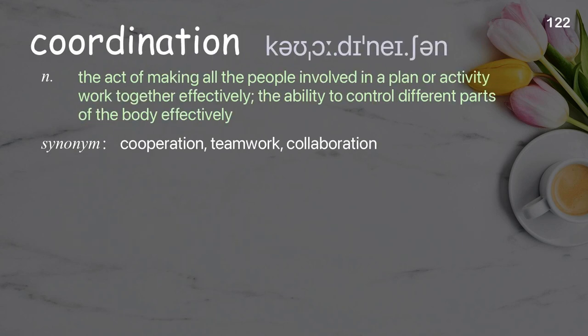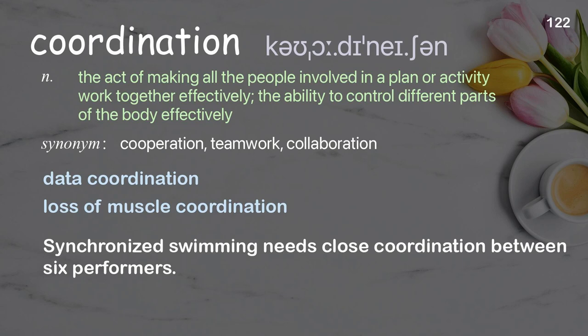Coordination. The act of making all the people involved in a plan or activity work together effectively; the ability to control different parts of the body effectively. Examples: Data coordination. Loss of muscle coordination. Synchronized swimming needs close coordination between six performers.